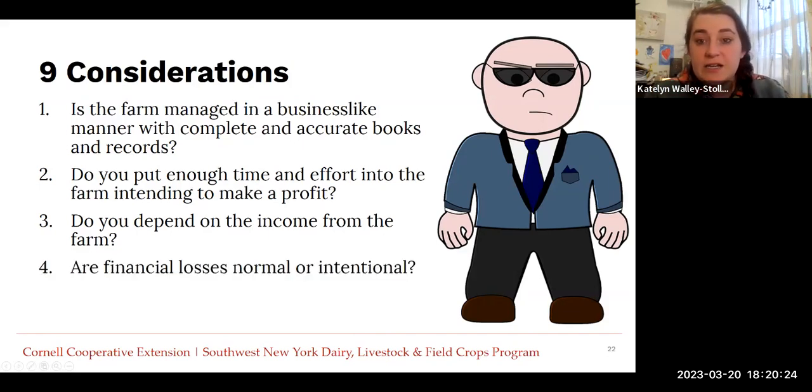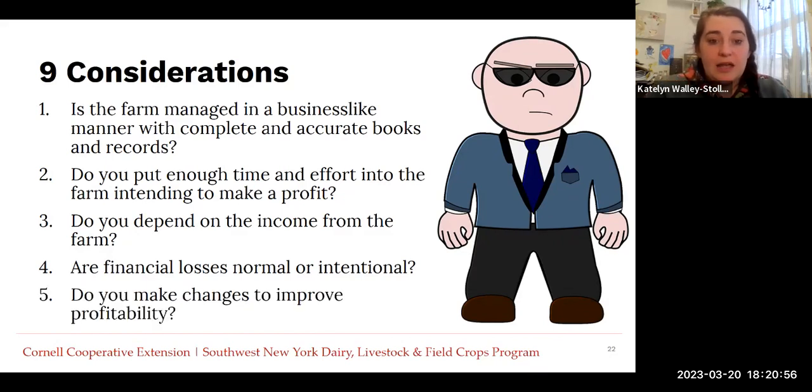If you experience financial losses, are they normal or are they intentional? If you are using a farm business as a way to offset off-farm income, and not to manage it to intentionally earn a profit, then at that point you're a hobby. That's not a farm business. If you are a farm business and you experience a financial loss, that is normal. Most farms do experience financial losses in some years, and you are still operating as a farm business.